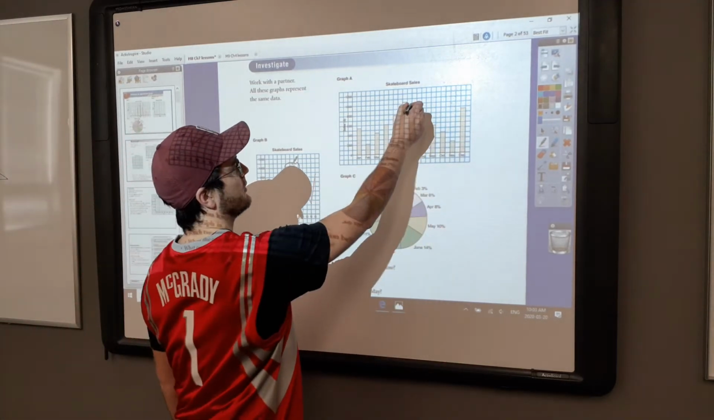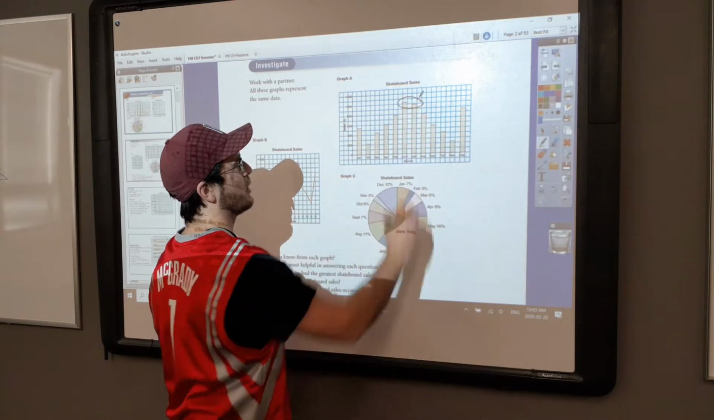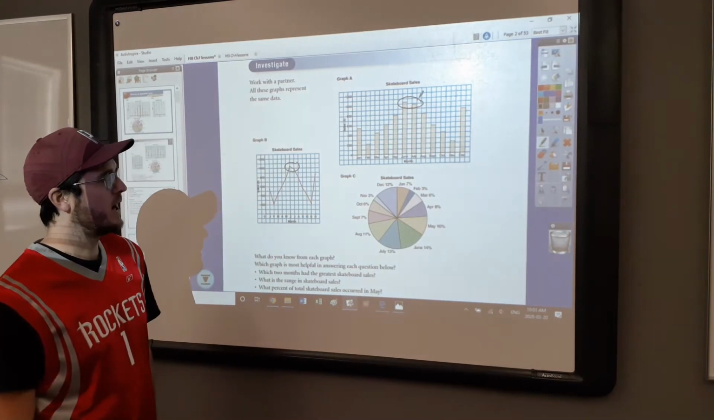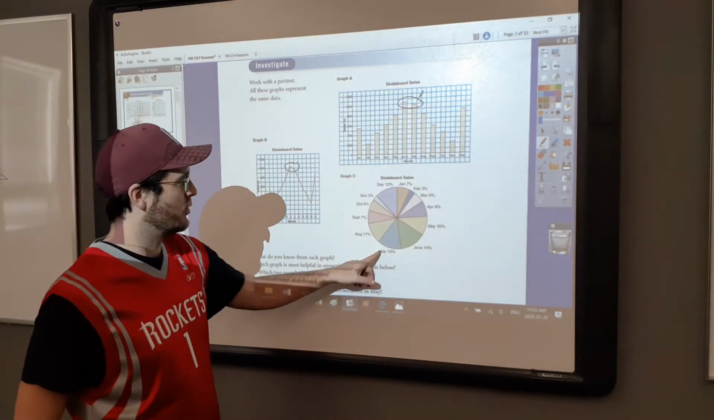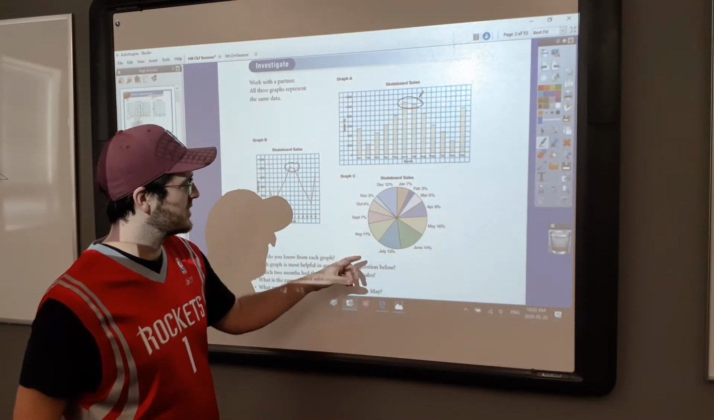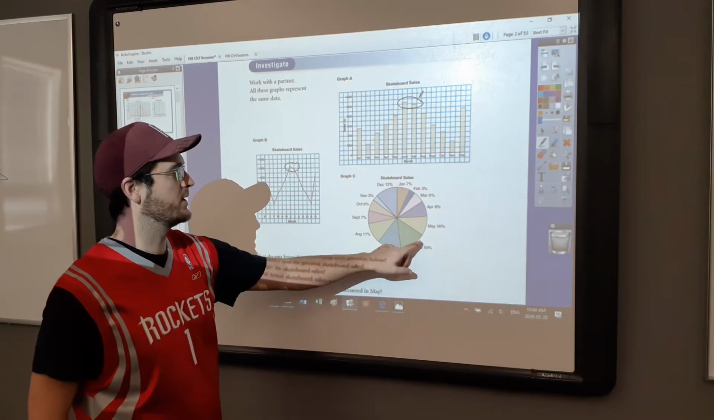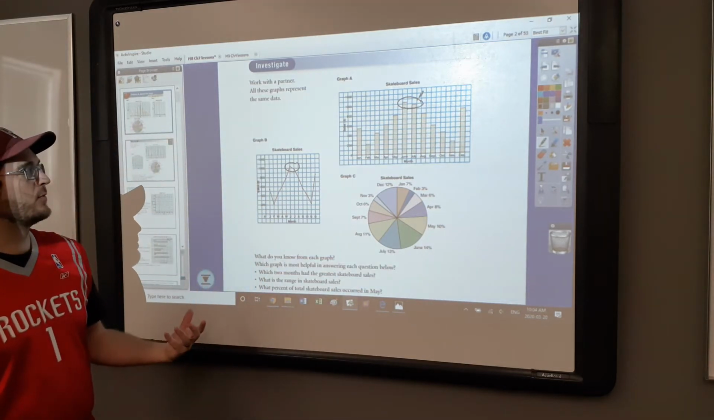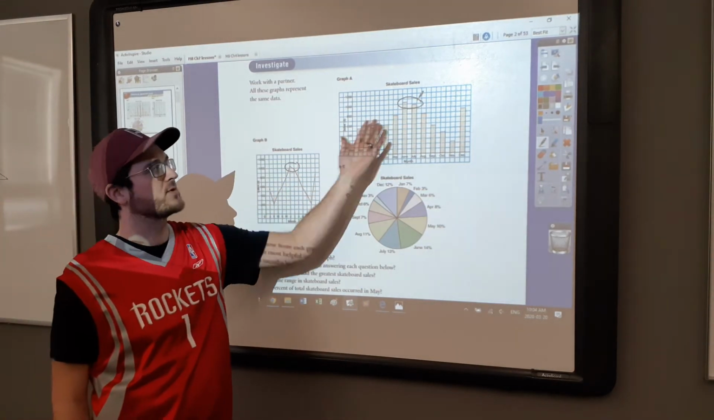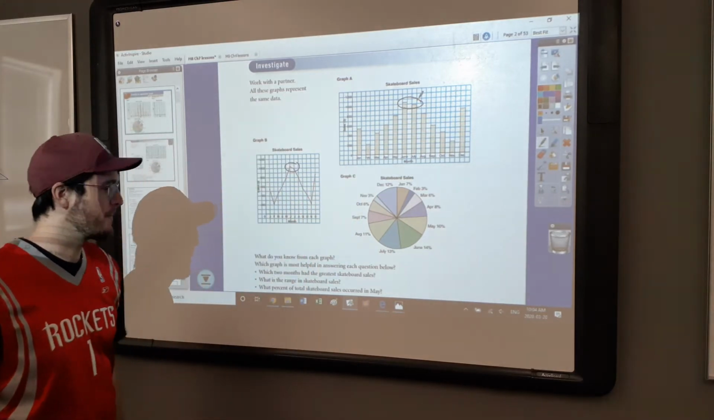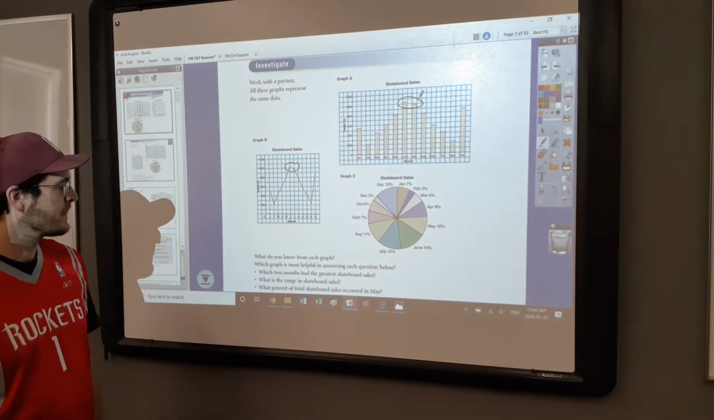Here, I don't have to work too hard either. I just have to look which bar is the highest, June and July. Here I have to do maybe a little bit more work. I just have to see which section's the biggest. I'll just double check by looking at the percentages that go with 14 and 13%. So actually all of them work. My preference would be bar graph, because you just simply look, what's the highest bar? Okay, that would be probably the best.